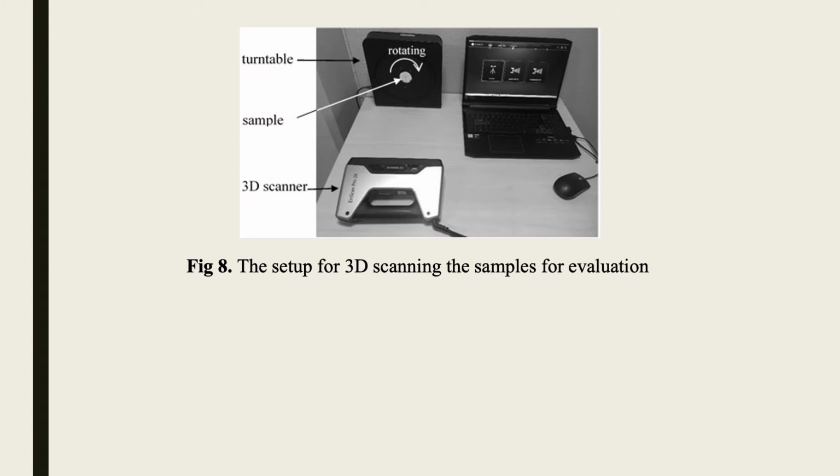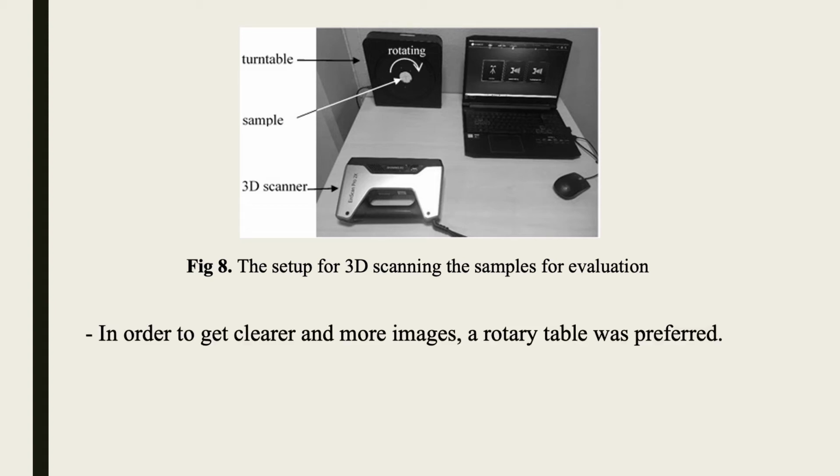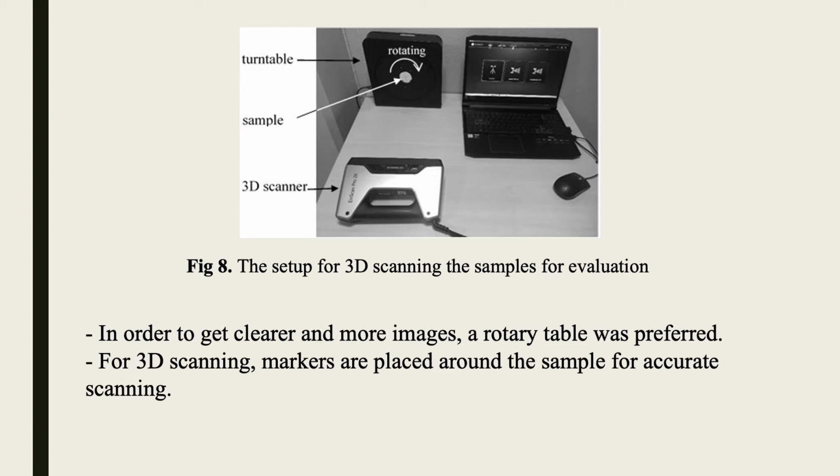A turntable was prepared for scanning and the number of steps was set around 60 to obtain a clear result by taking more images of the sample placed on the table during scanning. Markers were placed around the sample for an accurate and simple 3D scan. Markers are needed for accurate and simple 3D scanning.